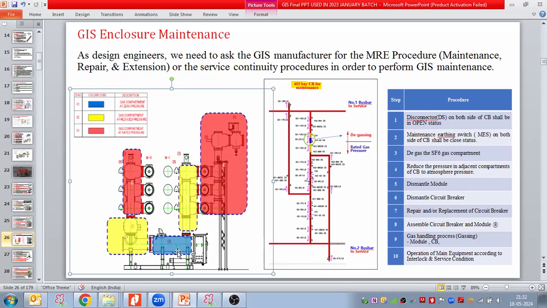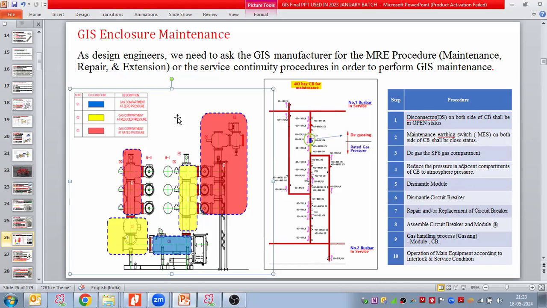So we have to degas the breaker. So this compartment is at zero pressure. Now the adjacent compartment, from the breaker, here we have the CT compartment, which is the adjacent compartment, and here this compartment. This is also one of the adjacent compartments.